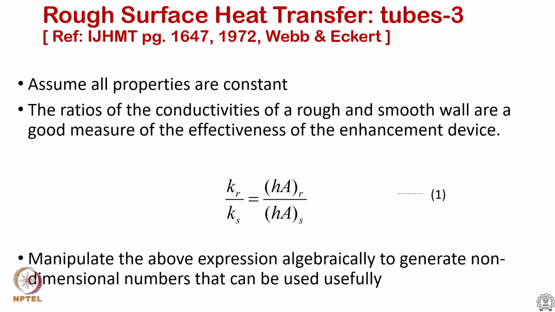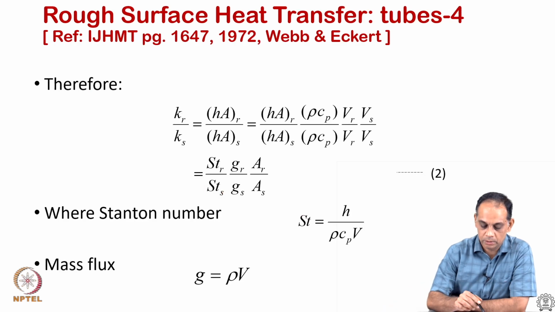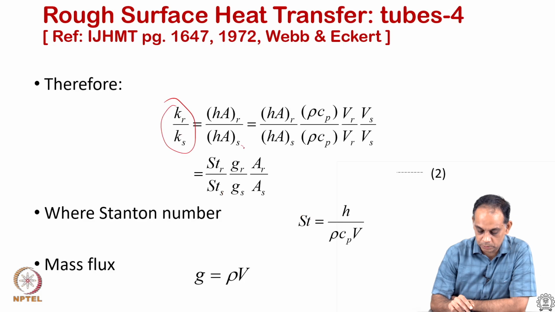or just a waste of effort. So, let us start with this, assuming constant properties, that is, there is no dependence on temperature. We will just ignore the pressure and temperature dependence of the properties and assume them to be constant. And as we discussed, the ratio of convective conductance is nothing but HA of the rough tube divided by HA of the smooth tube. We can manipulate this expression and obtain a more non-dimensional expression, which is of more value: the conductance ratio can be written in terms of HA of rough tube by smooth tube.